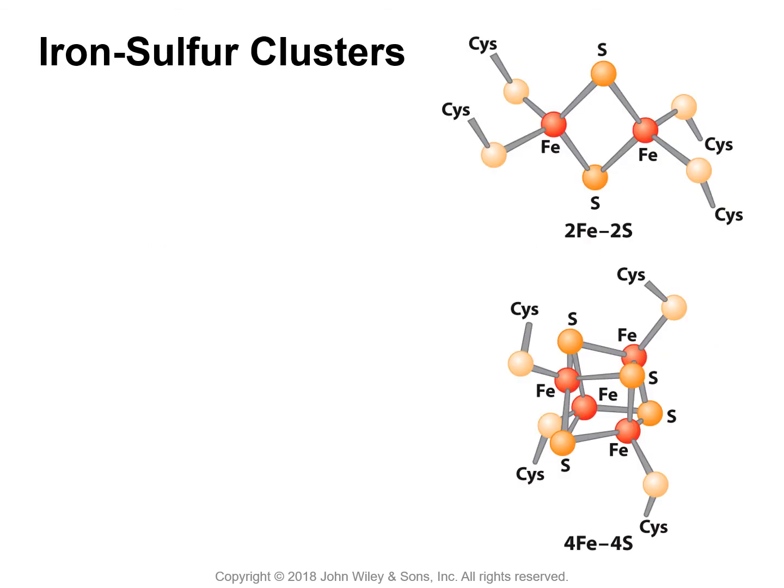Now, also what you see is iron-sulfur clusters. Now, the iron-sulfur clusters contain up to 8 iron atoms. The most common are the 2 iron, 2 sulfur, and the 4 iron, 4 sulfur clusters. In all cases, the iron-sulfur clusters are coordinated by sulfur atoms of cysteine side chains. These prosthetic groups undergo 1 electron redox reactions.